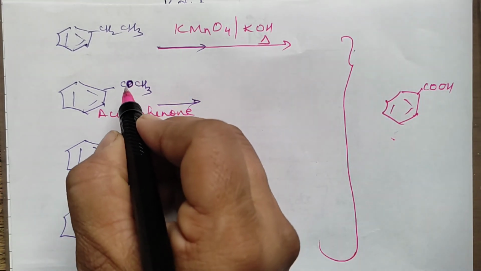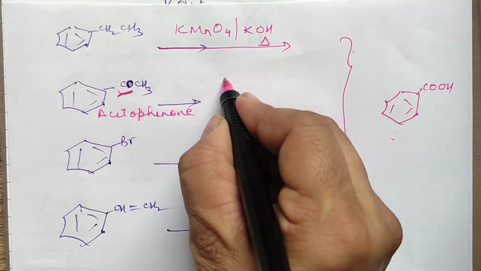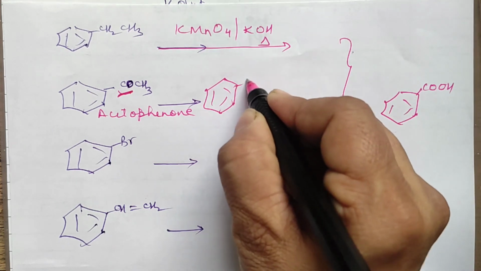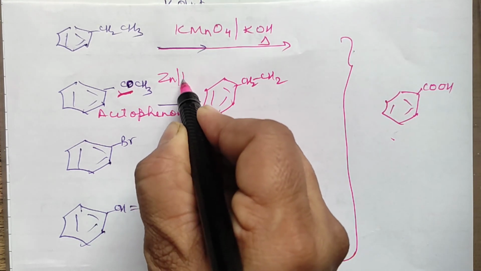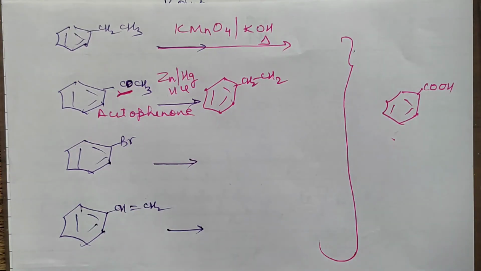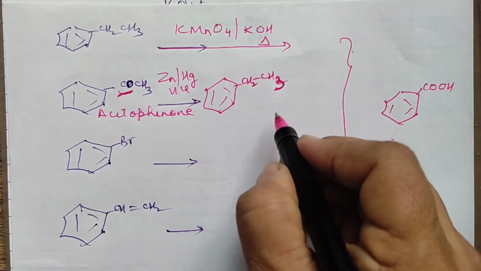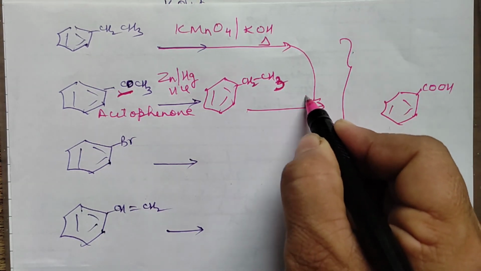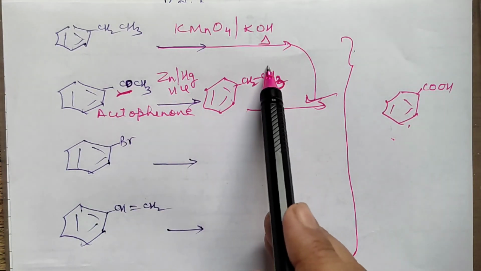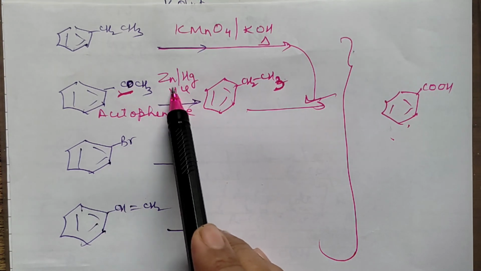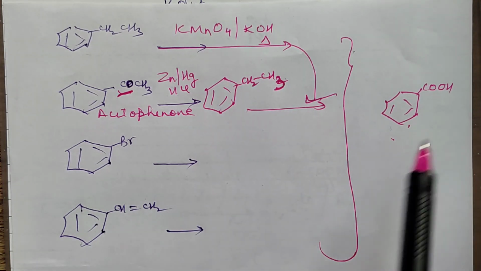Acetophenone. In the previous videos, we have discussed that the CO, ketone group, keto group can be reduced to alkyl radical, to hydrocarbon. How we can reduce it? You can use Clemmensen's reduction, that is, you can use zinc amalgam and HCl. You can use Wolff-Kishner reduction. Once you prepare this ethyl benzene, again you can carry out the similar reaction, that is KMnO4, KOH, you can form this. That means acetophenone, first reduce it to ethyl benzene by Clemmensen's or Wolff-Kishner reduction reaction, and then ethyl benzene with KMnO4, KOH, you will get this product.